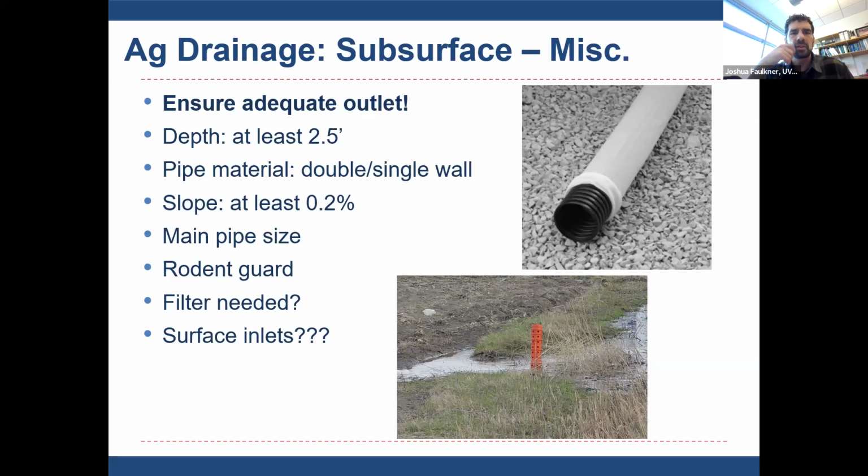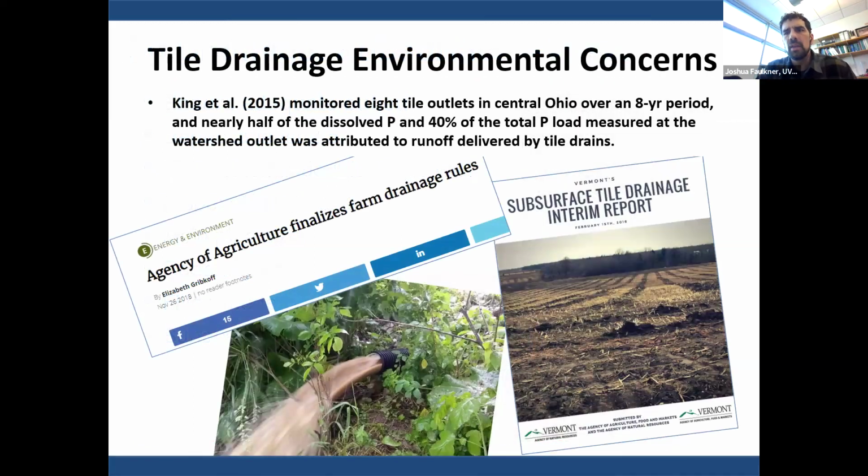Lots of different design factors that a contractor can help with. Do you need a filter sock on it? Do you have soils that are likely to migrate into the drainage tile system? Things like that. There's lots to consider there. And then, we can't really talk about tile without talking about environmental concerns, and that's what I'll spend the rest of my time on here, because I do quite a bit of work on this.